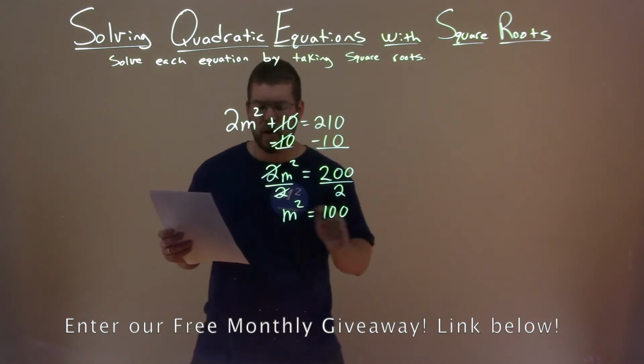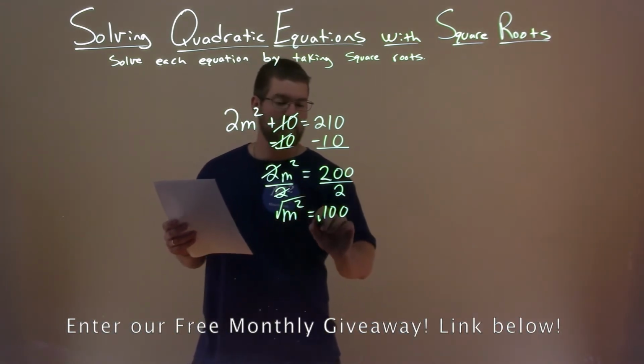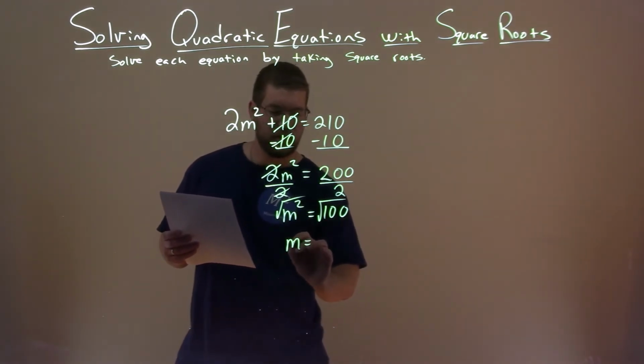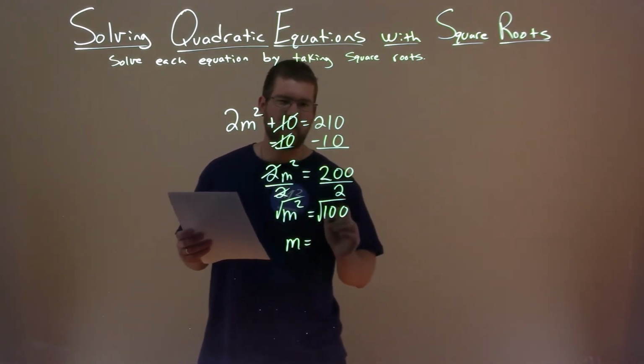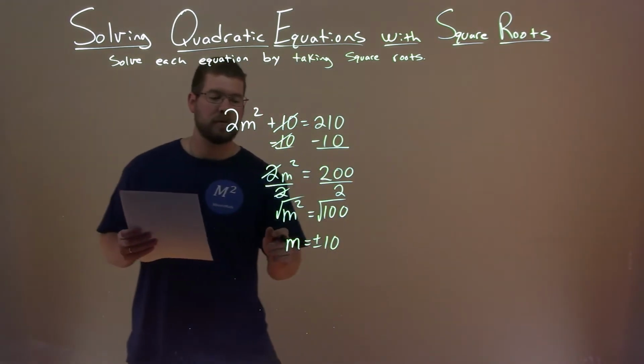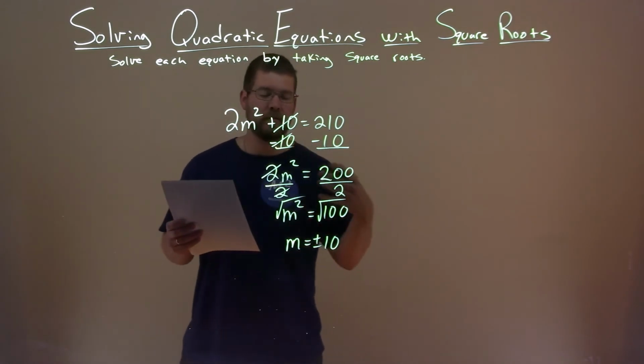Where do we go? The opposite of squared is square root. Take the square root of both sides, hence the title of this problem. M is by itself now, and the square root of 100 is 10. But be careful, plus and minus. When we take a square root over an equal sign, we need the positive and the negative.